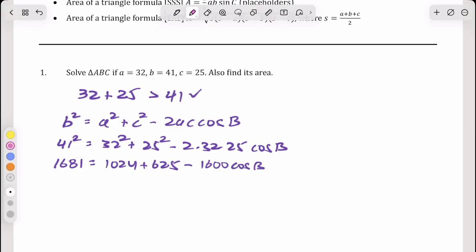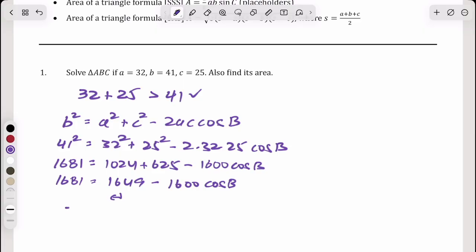It's a very common mistake for students to want to combine these three numbers. Don't do it. The 1600 is connected to the cosine of B. You cannot add together the 1024 and the 625 and then subtract 1600. It does not work. So let's rather say we have 1681 equals, I think the sum of those two is 1649, minus 1600 cosine B. And if I subtract over 1649, I get 32 equals negative 1600 cosine B.